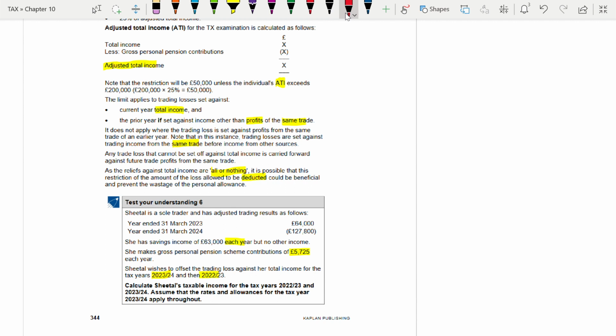Now what we have to do is Sheetal loss relief offset. Now how much is there? 2022-23 and 2023-24. Is it right? Now, trading profits are how much?